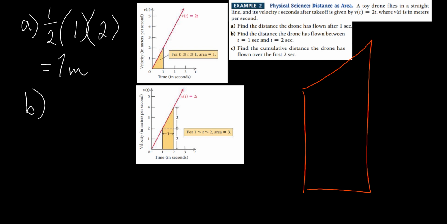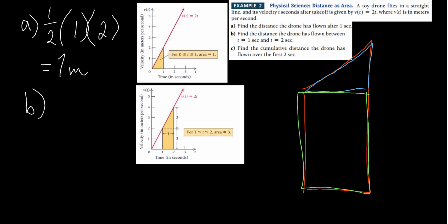Instead, what we're going to have to do is turn this into two shapes. The first is going to be this triangle, and the second is going to be this rectangle. And then we're just going to add those two areas up together. So let's go ahead and add up the area of the rectangle first, and let's put that in green just to correspond.